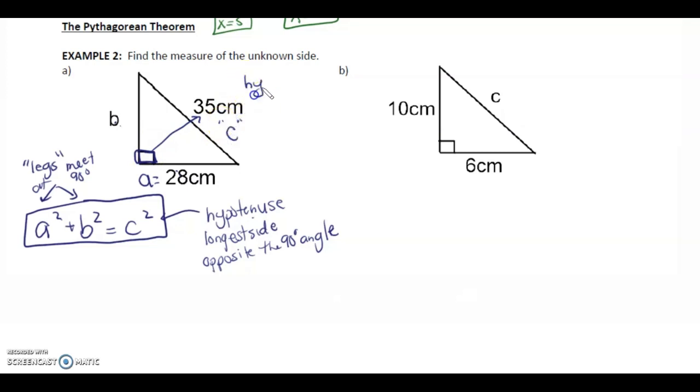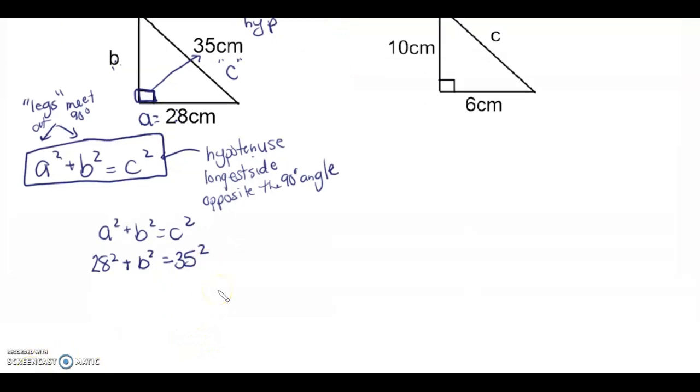This is the hypotenuse. So if we have a squared plus b squared equals c squared, because I always like to start off with the equation, what we can do is sub in 28 for a, so we get 28 squared. Okay, b we're going to leave as b, so plus b squared, and c is going to be 35, so 35 squared.